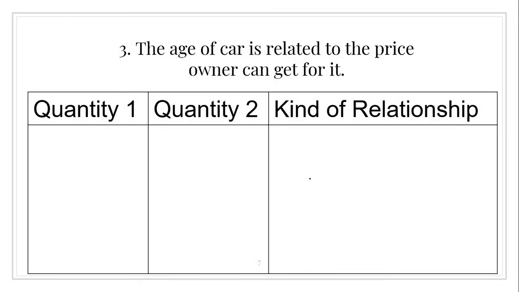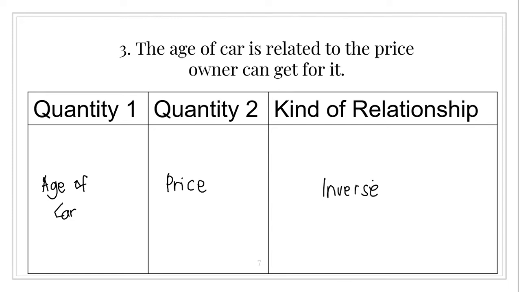Next one, the age of a car is related to the price the owner can get for it. So again, what are the two quantities that we are talking about? First is the age of the car, and the other quantity is the price, the price the owner can get for it. So what is the relationship of these two? They are inverse with each other.